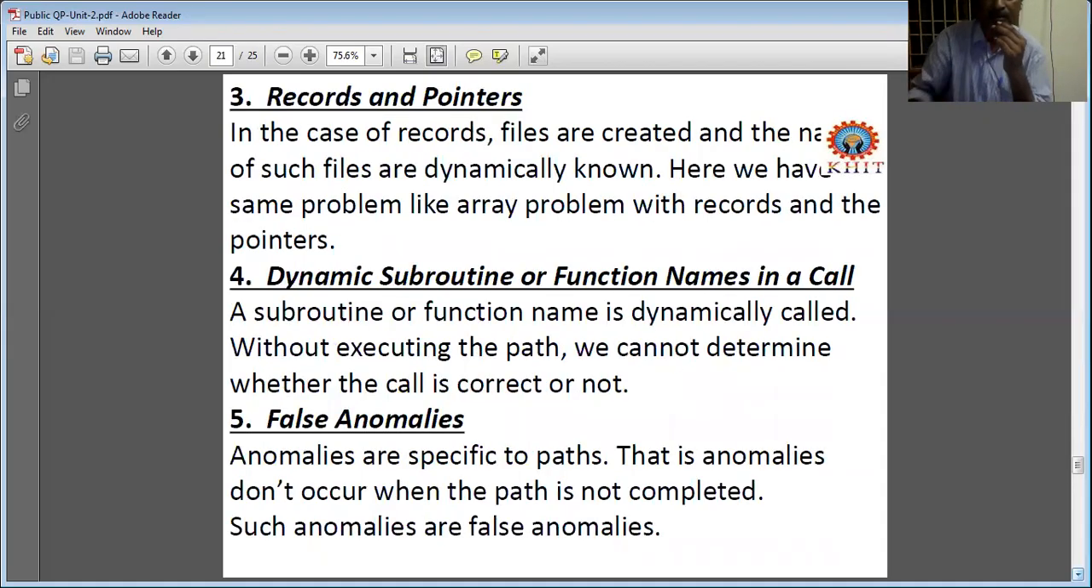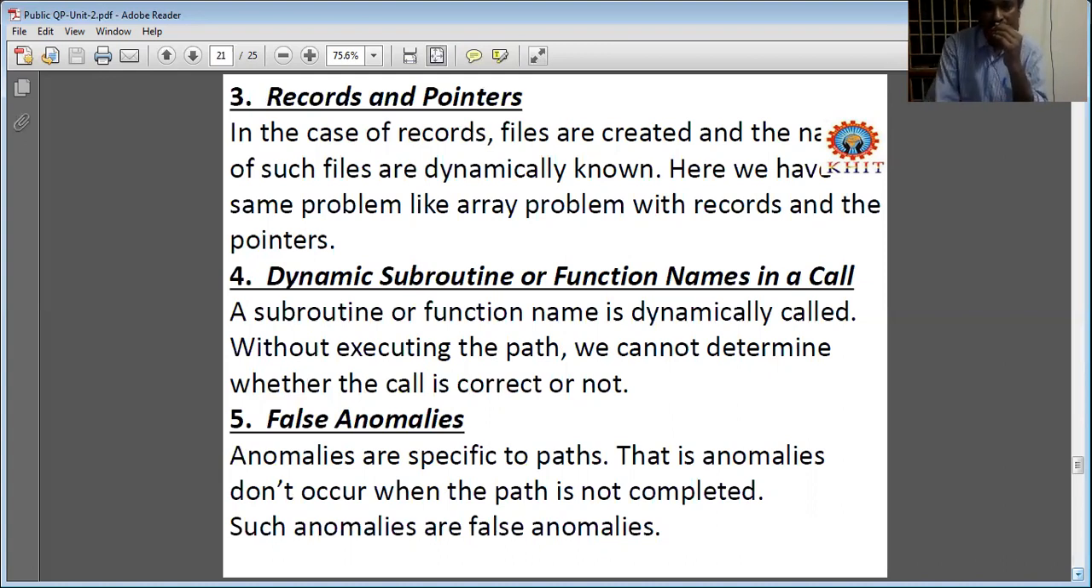Next one is records or pointers. In the case of records, files are created and the names of such files are dynamically known. Here we have the same problem as with arrays, with records and pointers. Next, dynamic subroutine or function name in a call. A subroutine or function name is dynamically called. Without executing the path, we cannot determine whether the call is correct or not.